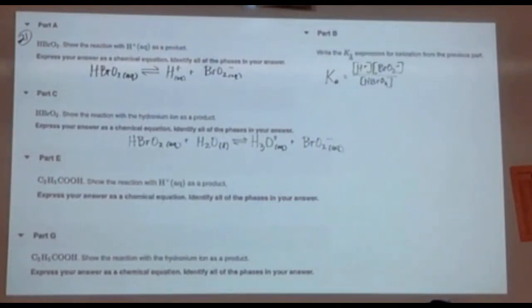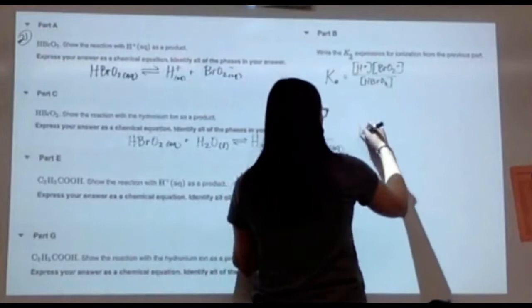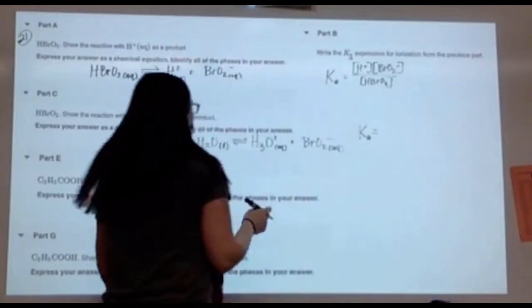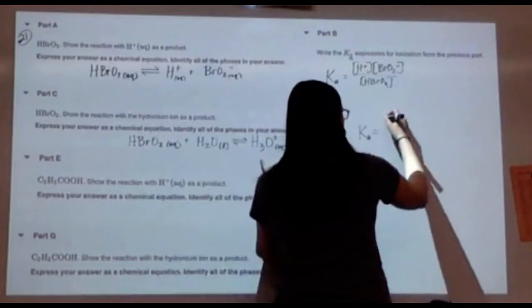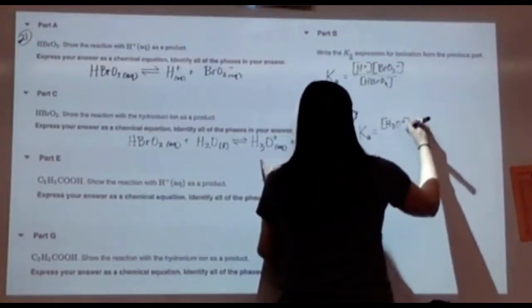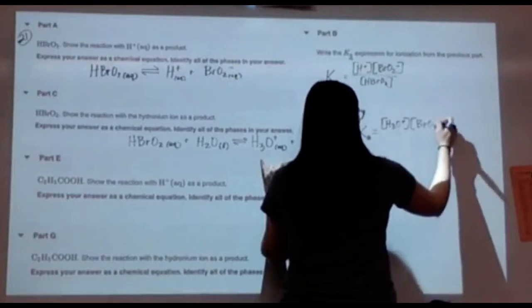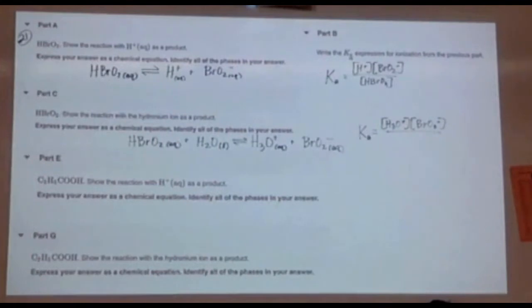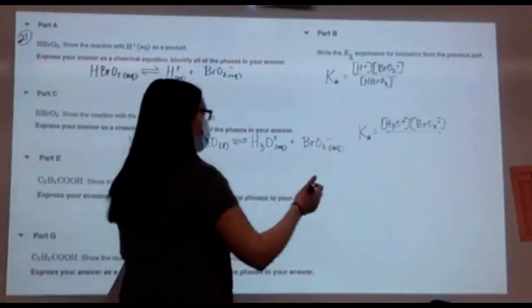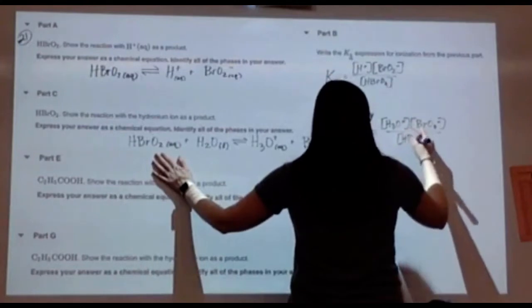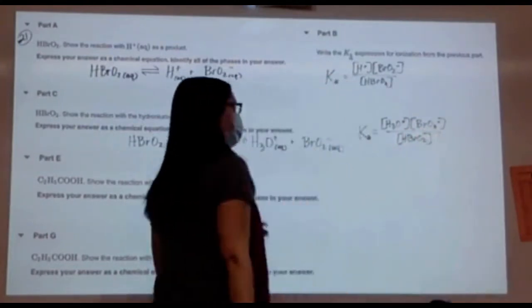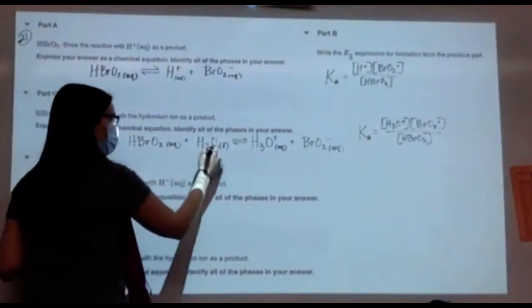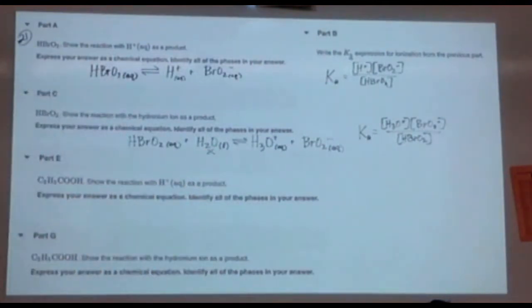Now when you write the K expression, here's where you have to be careful with your K expression. It's still products over reactants. So H3O plus times BrO2 minus. But make sure that you're paying attention to all of your states of matter, because water is a liquid. We don't include liquids. So it's actually just going to be over the concentration of HBrO2. Again, because this is a liquid, we don't include liquids in equilibrium constant expressions.